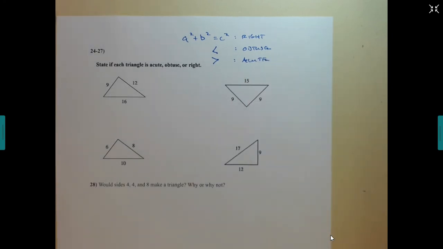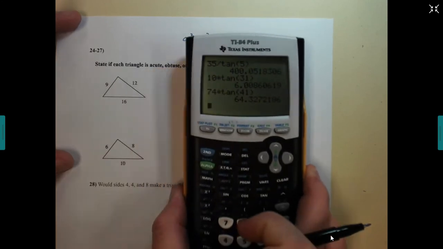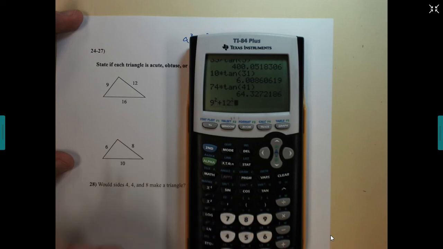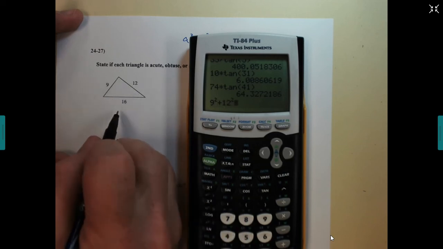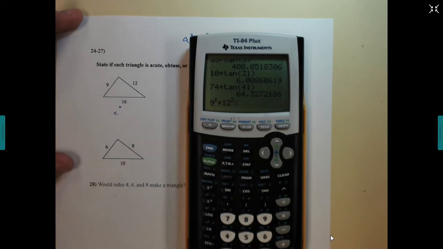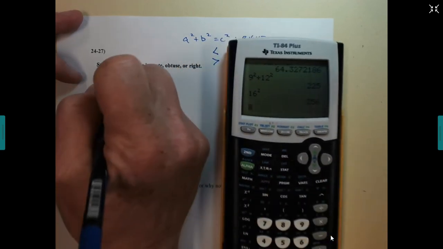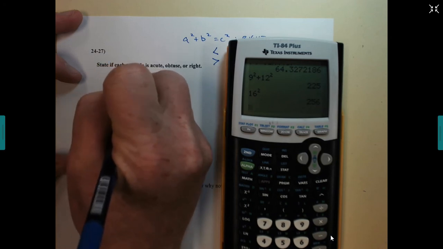Okay, so we just need to grab our calculator. What's 9 squared plus 12 squared? And I know which ones are a and b because c has to be the biggest one. So I want to find out what that is, and I'm going to compare it to c squared. They're not equal, so it's not right. C squared is bigger. This one is obtuse.